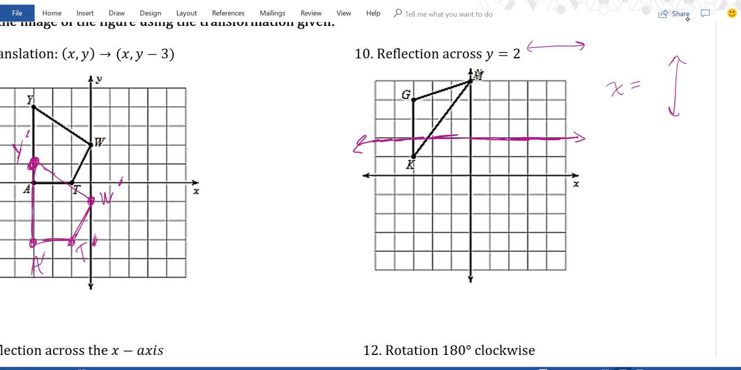So it looks like K is 1 below the line. So going in the opposite direction, I'm going to put it 1 above. So remember, reflections are all about opposites. G is 1, 2 above, so we're going to put it 1, 2 below. M is 1, 2, 3 above, so it now goes 1, 2, 3 below. And again, my artwork isn't the best here, but we see we have our reflected shape.